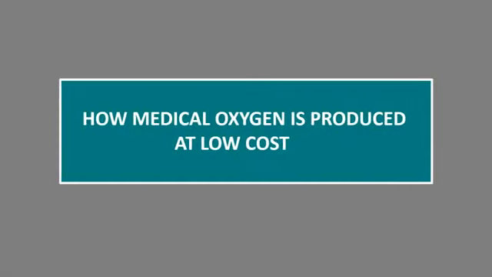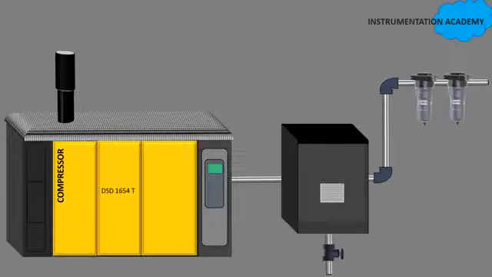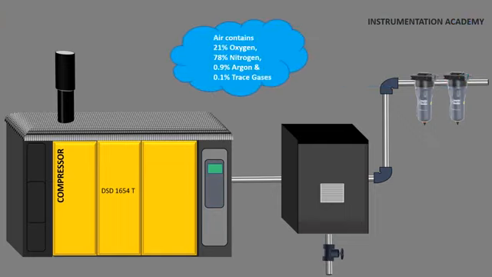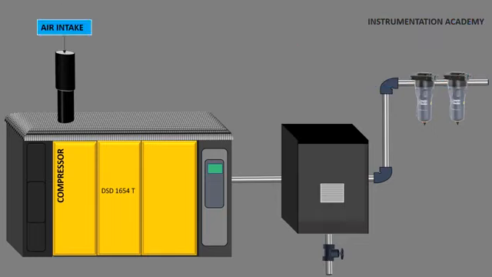In this video, we will discuss how medical oxygen is produced in hospitals at low cost. The air that surrounds us contains 21% oxygen, 78% nitrogen, 0.9% argon and 0.1% trace gases. This air enters the air compression block through a dust filter which filters the dust particles in the air.